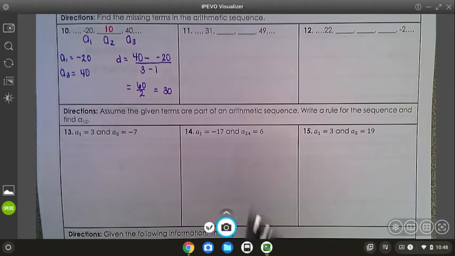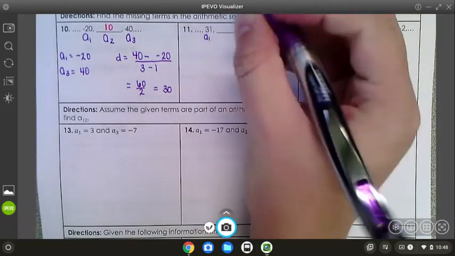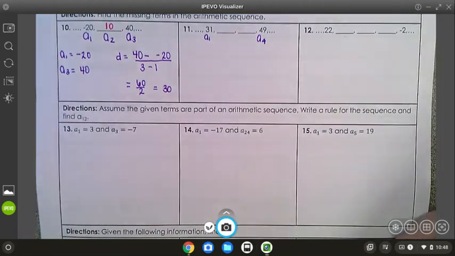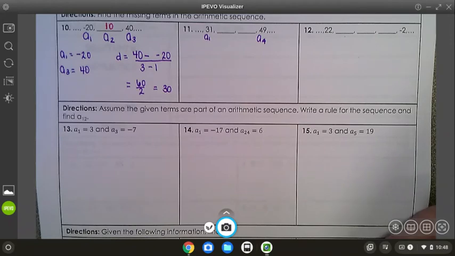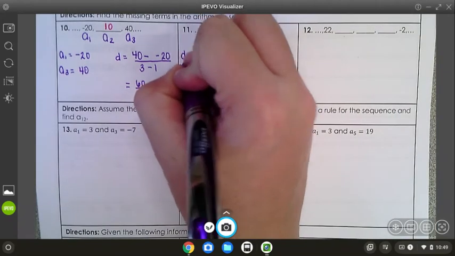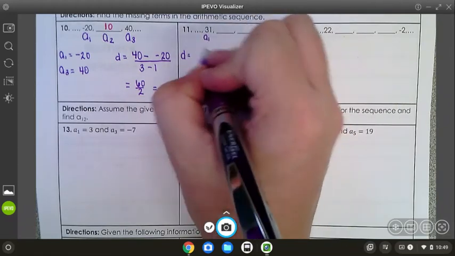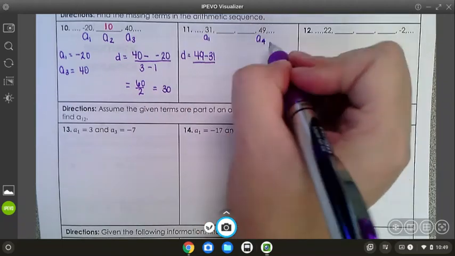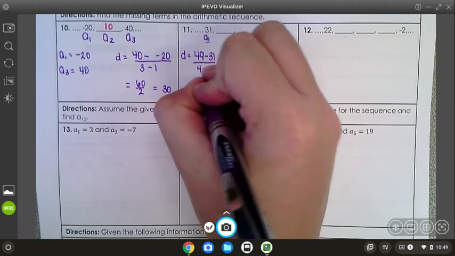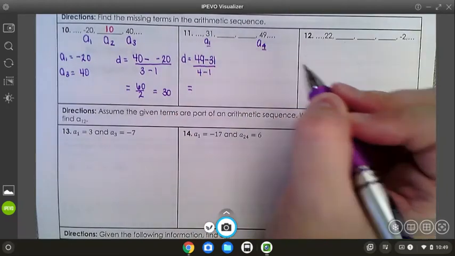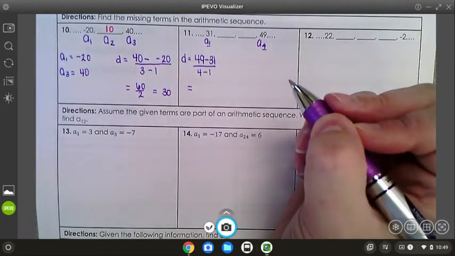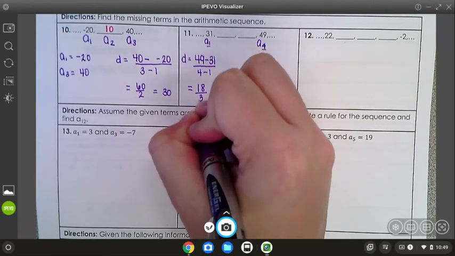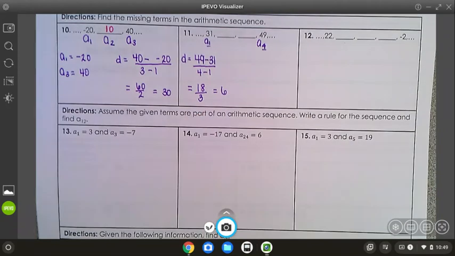So we're going to do the same thing. This would be A1, A2, A3. This would be A4. So my common difference, I'm going to take these big numbers, 49 minus 31 over 4 minus 1. And this becomes 18 over 3, which is 6.